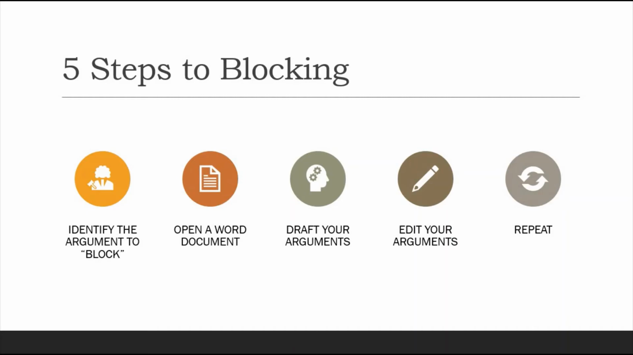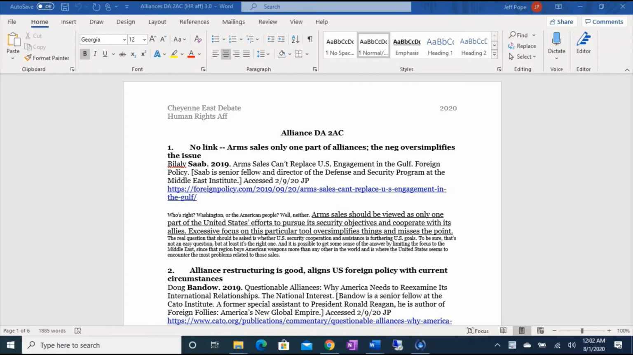So let's take a look at what a block actually looks like. Here's an example of a block that we would utilize for the second affirmative constructive. This is from the arms sales topic, and it is a set of responses to what we call the alliance disadvantage. To give you some context, this negative disadvantage argued that if we end arms sales or reduce arms sales as the resolution required, that would weaken our system of alliances around the world, and that would be bad. So this is a pre-written set of responses to that argument.